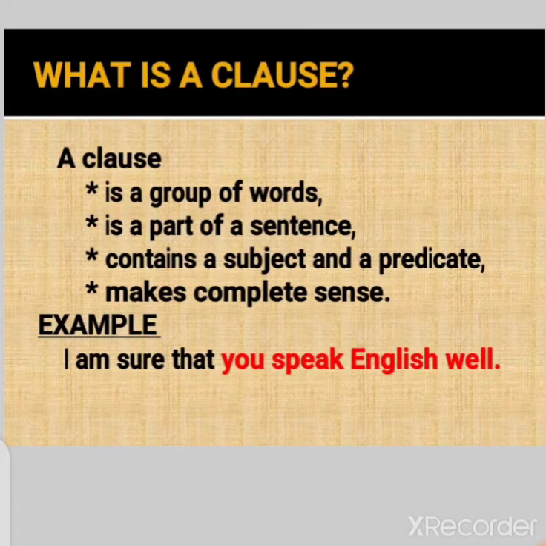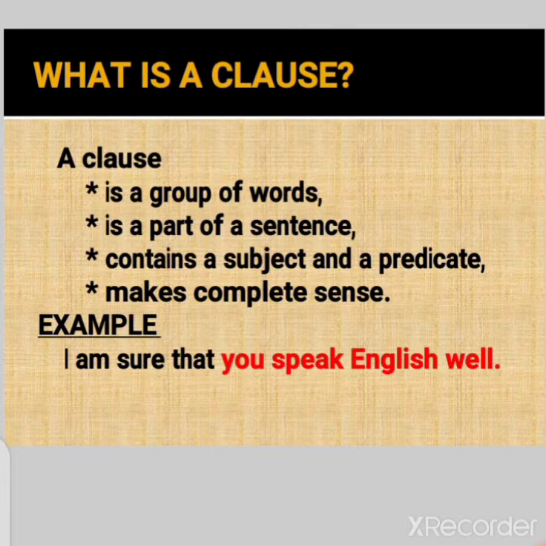Okay. Now, what is a clause? A clause is also a group of words. It is also a part of a sentence. It contains a subject and a predicate. Here only the difference comes. It contains a subject and a predicate. It makes sense. It makes complete sense. Even if it stands alone, it makes complete sense.